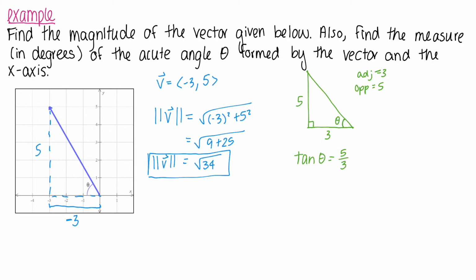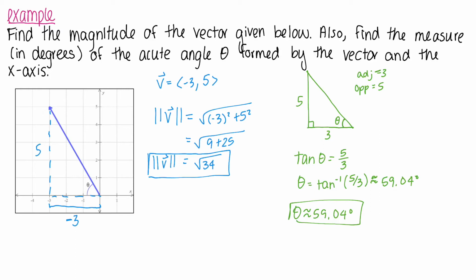This is just a positive 3 I have here. So to find theta, taking tan inverse on both sides, theta is equal to tan inverse of 5/3. So on my calculator, I'm doing tan inverse of 5 divided by 3, and I get approximately 59.04 degrees. So theta is approximately 59.04 degrees.